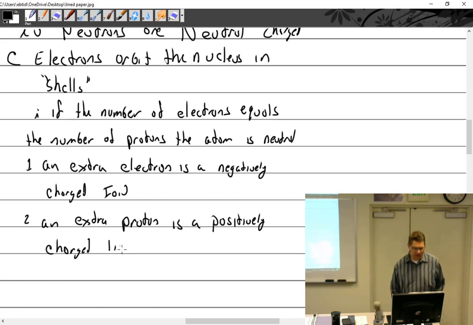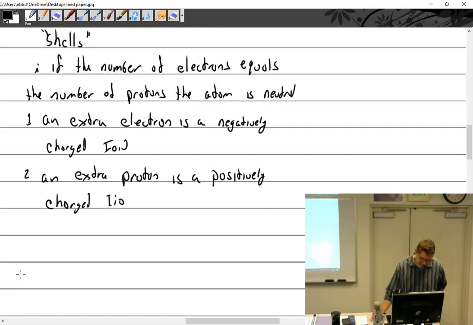What is an ion? Well, it's a defunct Saturn car. That's all you need to know.